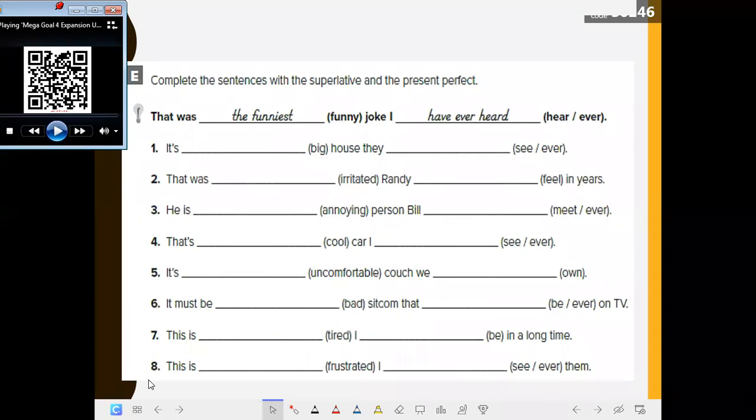Does any student want to give me the answer? Please raise your hand. Can anyone give me the answer? Please raise your hand.